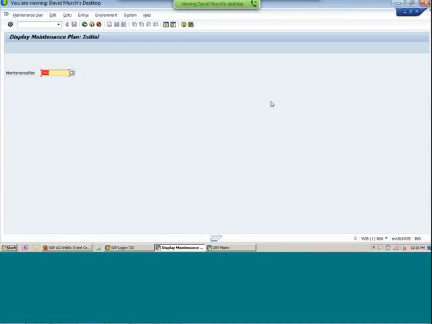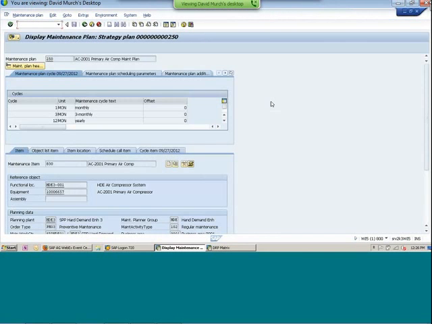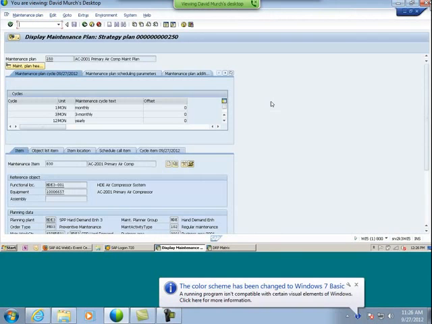And I'm hoping everybody is seeing my desktop. Right now, I'm going to go into a very simple maintenance plan. I created this maintenance plan and kept it very clean so we could see exactly what these components are.